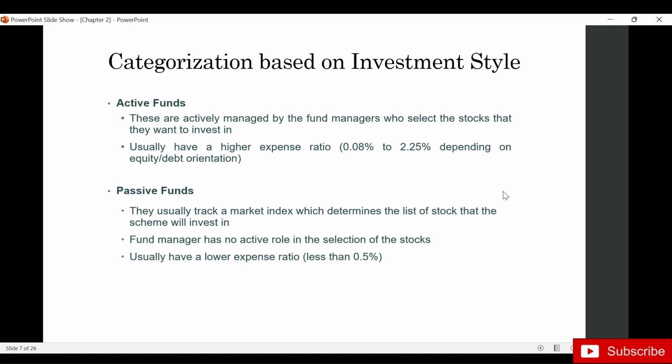The second category based on investment style is the passive funds. Passive funds usually track a market index which determines the stocks that the mutual fund scheme will invest in. In passive funds, the mutual fund managers have no active role in the selection of stocks. They just track the index and invest accordingly. Passive funds have a much lower expense ratio as compared to active funds, and in this case, the expense ratio is usually less than 0.5%.